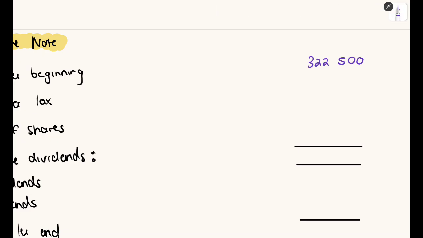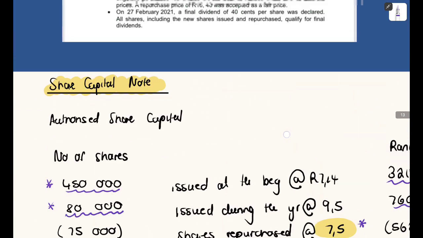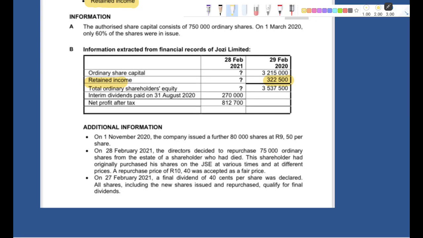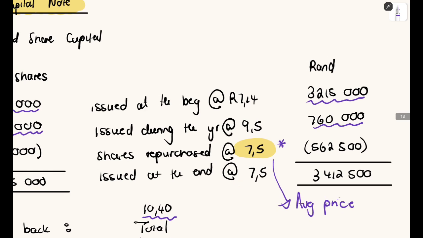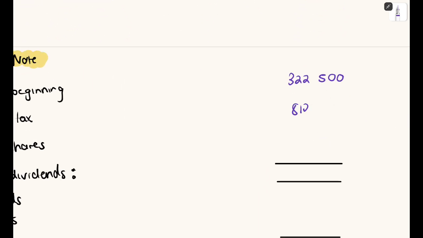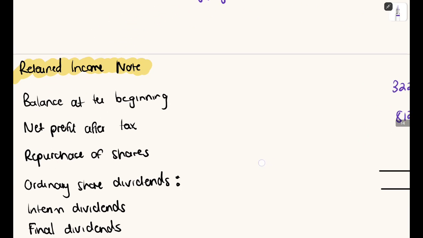Then what next? The next thing that I need to look for is my net profit after tax. Let's go and read our information and see. In my financial records, I can see that they gave me the net profit after tax to be 812,700. And remember, if they didn't give it to you, but they gave you the income statement, that's where you'd go and find it. So 812,700.